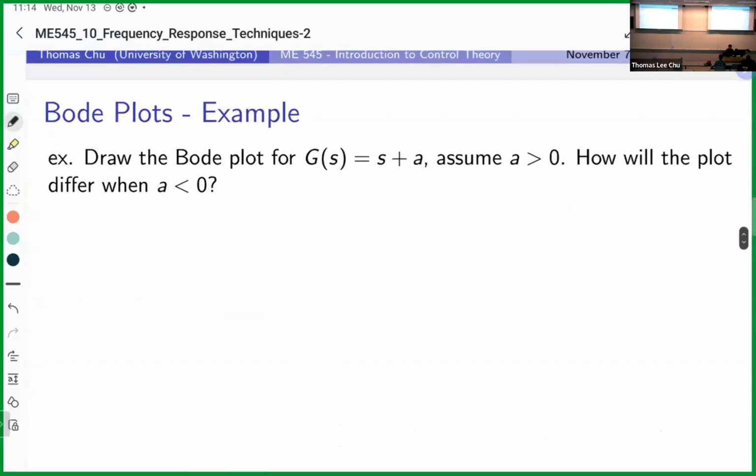So we're going to just jump right into an example of drawing a Bode plot of G(s) equal to s plus a, where we assume a is a positive number, meaning we have a zero at -a. And then I'll also ask you how the plot will differ when a is less than 0. So we're going to start with this first case where a is greater than 0. It's pretty straightforward. All you have to do is find the angle and magnitude of G.